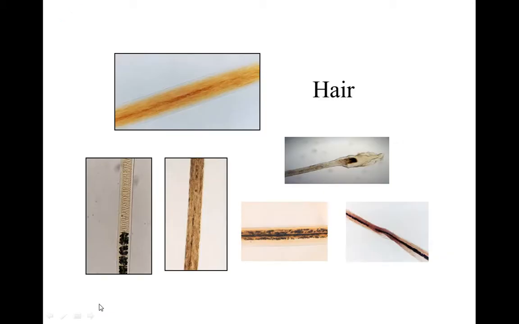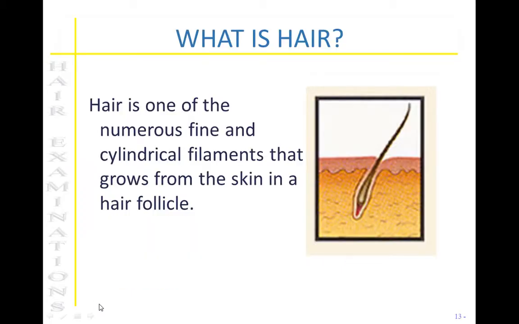Hair is all around us and can be found in a wide variety of criminal investigations. The average person loses approximately 100 head hairs a day. So exactly what is a hair? A hair is one of the numerous fine and cylindrical filaments that grows from the skin in a hair follicle.